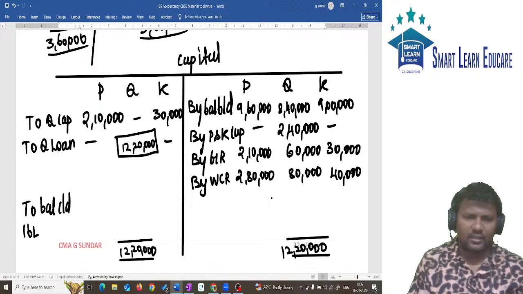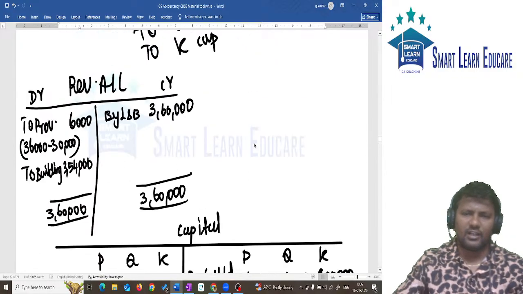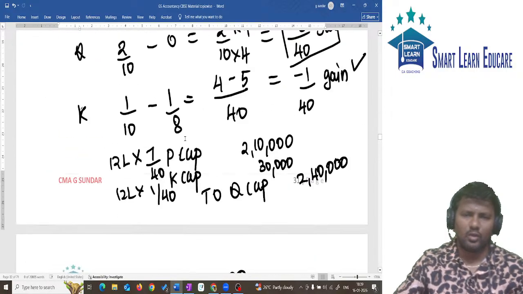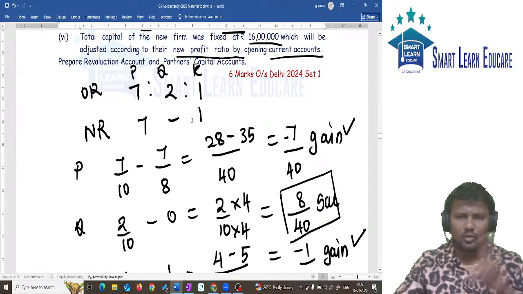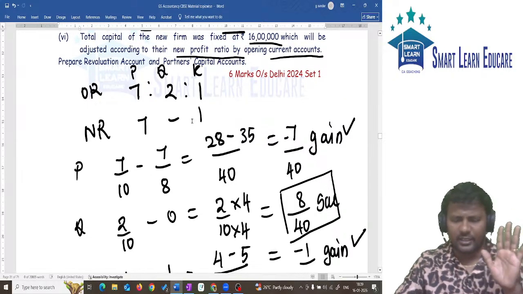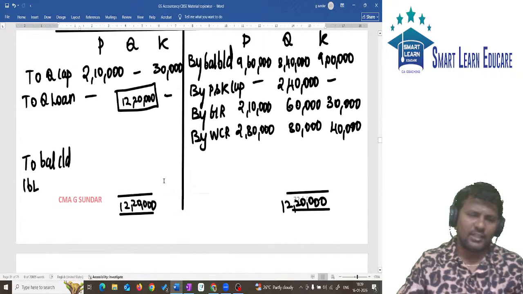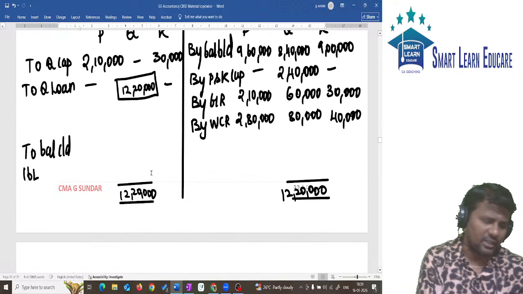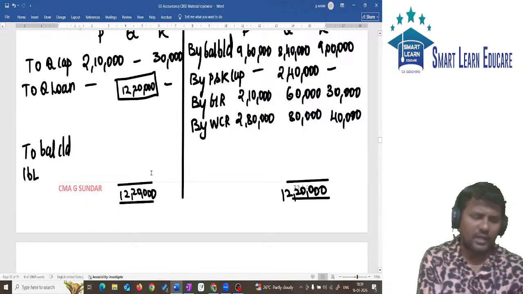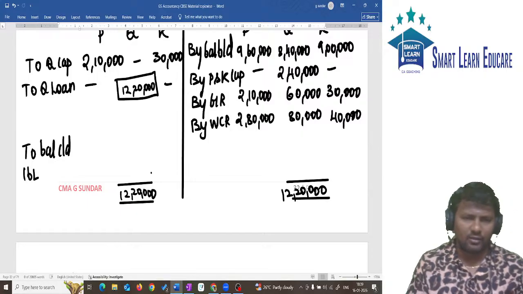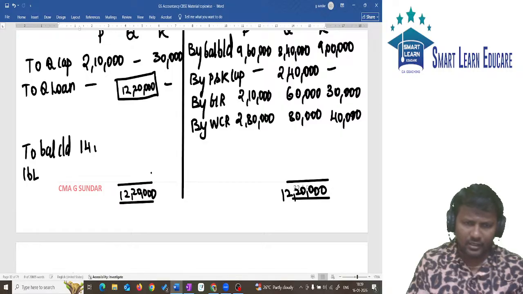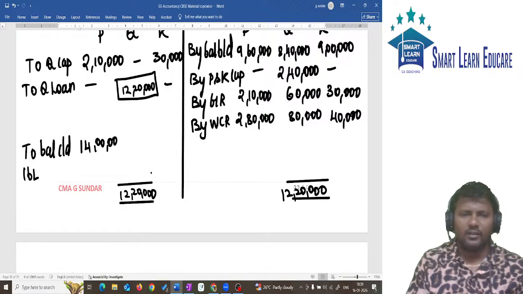16 lakh in profit sharing ratio. What is the new ratio? Old ratio is 7:2:1. Already one partner retired. What is the new ratio? 7:1 is the new ratio. The 16 lakh you should share in profit sharing ratio. You will be getting 14 lakh for partner P in the 7:1 ratio, and for Q it is 2 lakh.